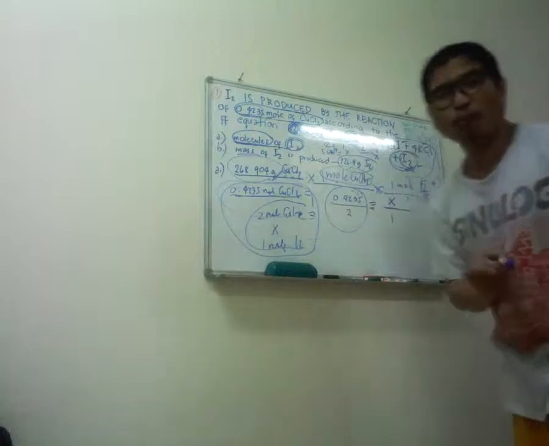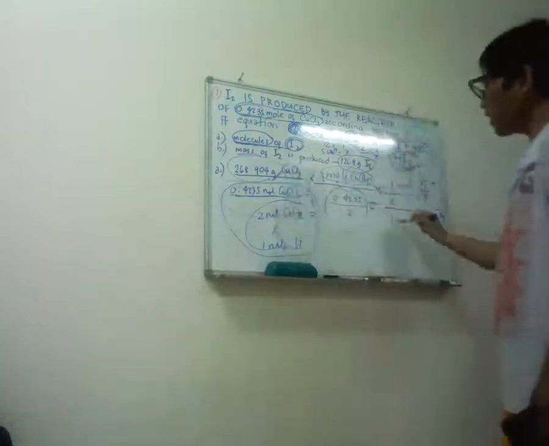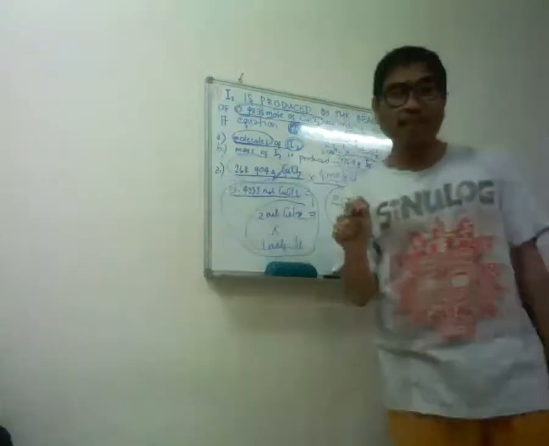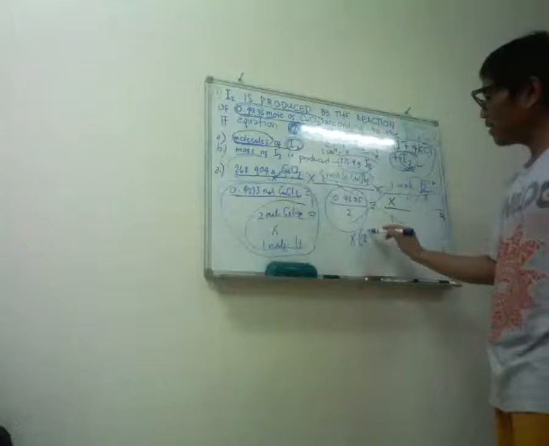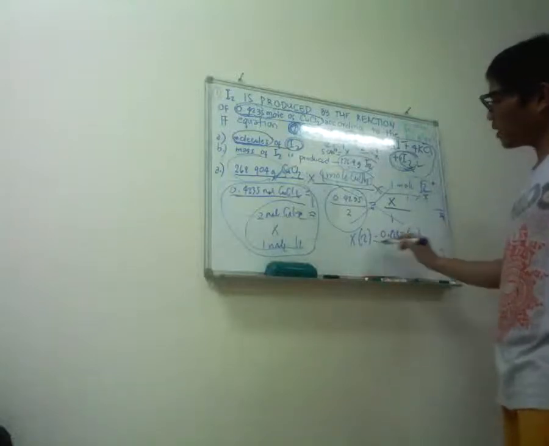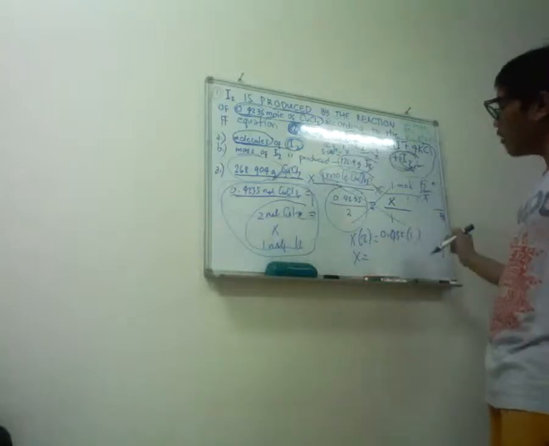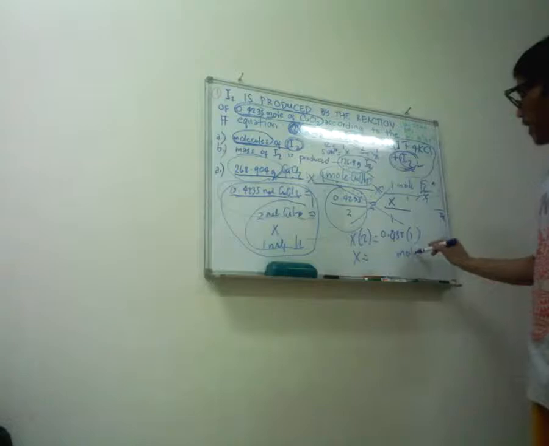So ratio and proportion, use the cross multiplication of algebra. X times 2 equals 0.4235 times 1. Then bingo, we can solve for X. And this is the mole of I2 needed. So this is the mole of I2.